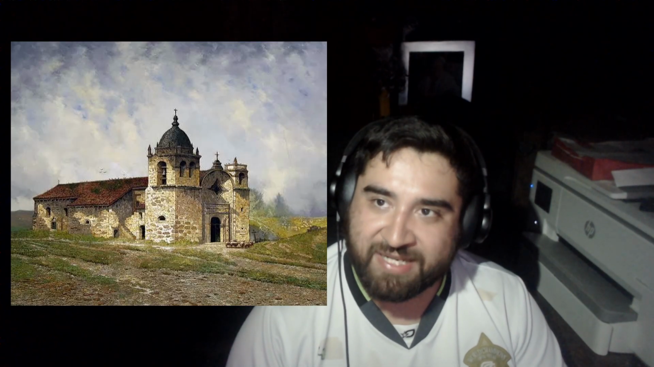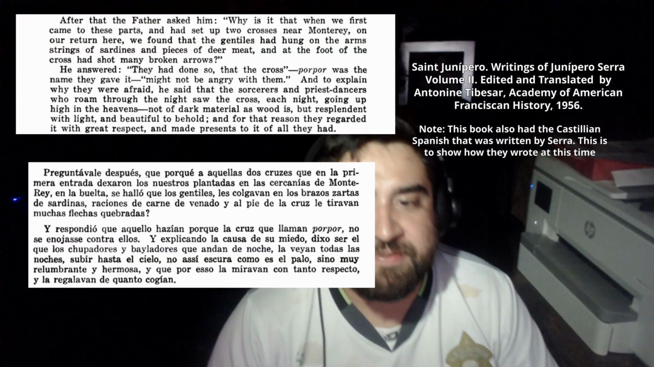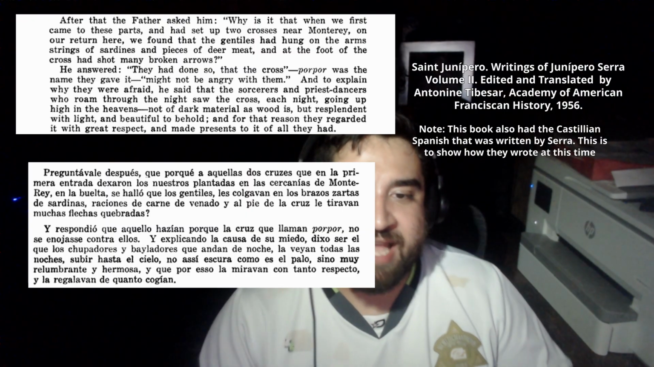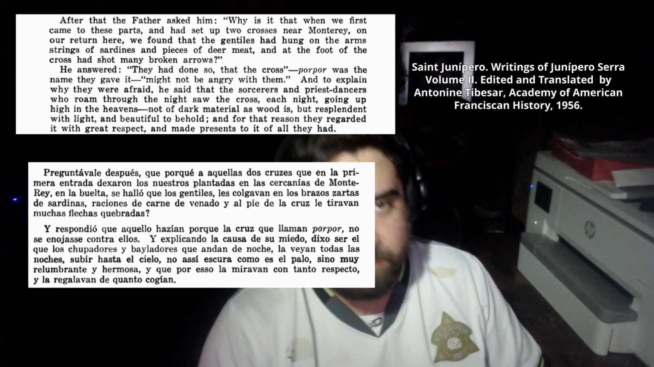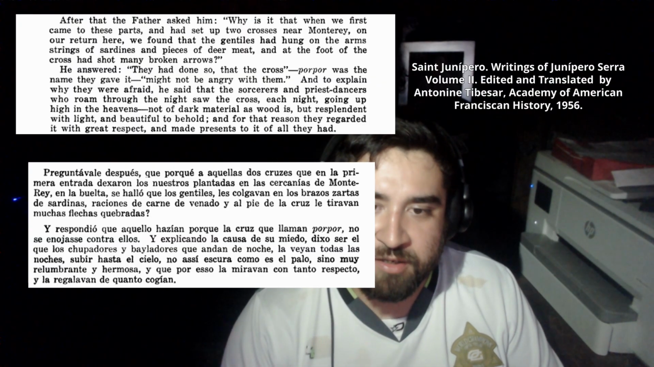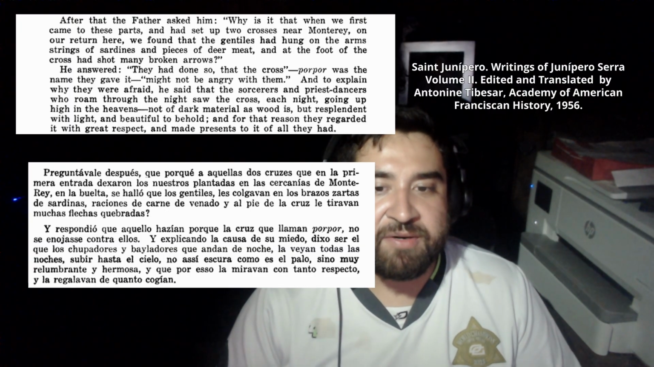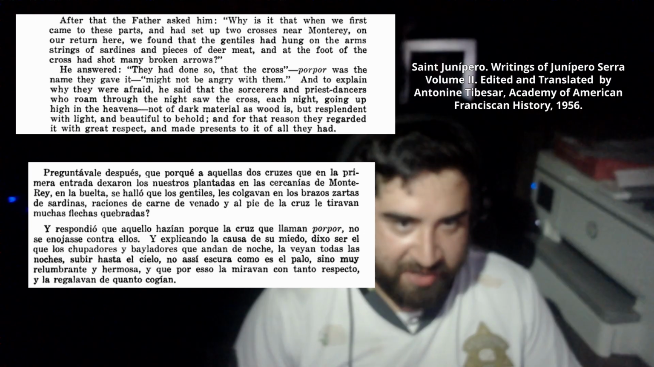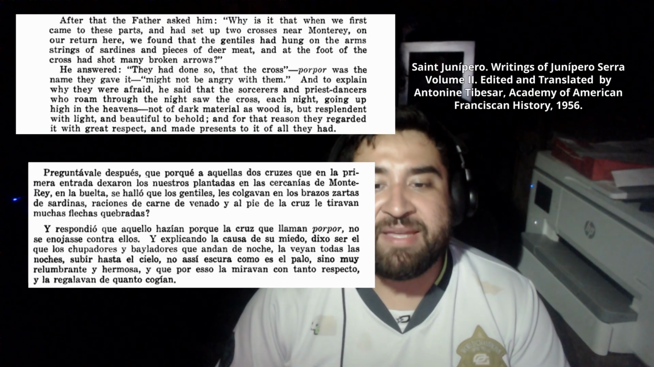While he was in Mission Carmel, Mission Basilica San Carlos de Borromeo, there you go, he wrote a letter describing the interaction between a priest and a native, and this is what it said. After that, the father asked him, why is it that when we first came to these parts and had set up 2 crosses near Monterey, on our return here, we found that the Gentiles, the non-believers, had hung on the arm strings of sardines and pieces of deer meat, and at the foot of the cross had shot many broken arrows. The native answered, they had done so, that the cross, Porpor was the name they gave it, might not be angry with them.